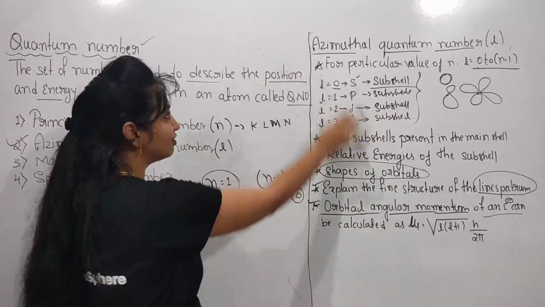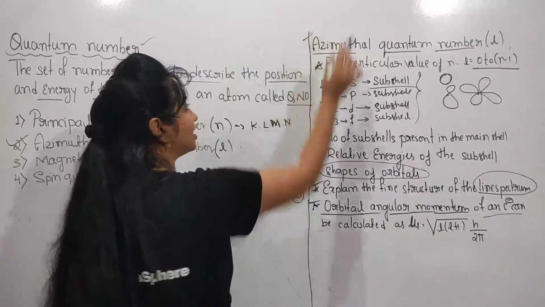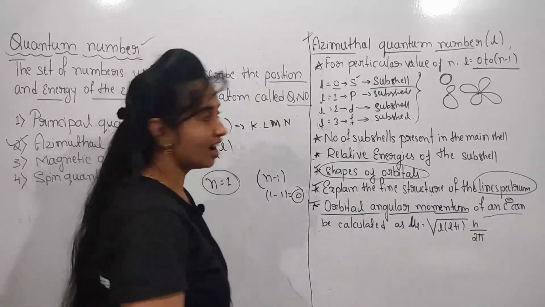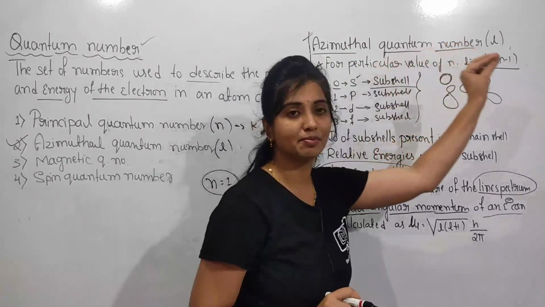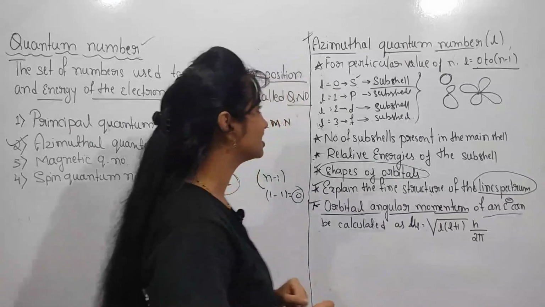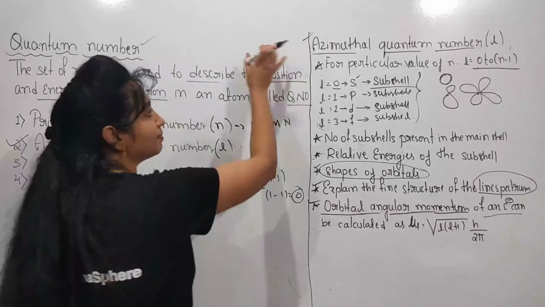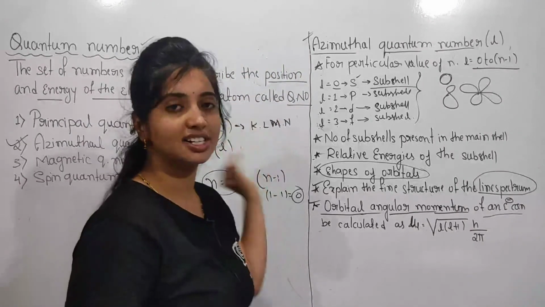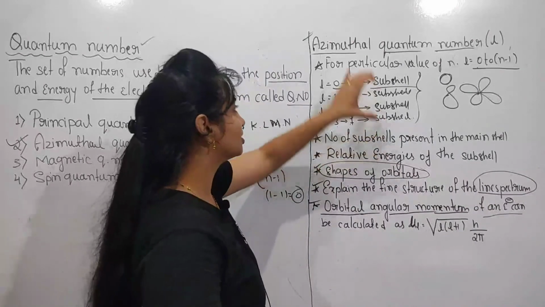So this information about the electron is given to us with the help of the azimuthal quantum number. I hope you got clarity about this. Once again I wish to repeat here: this azimuthal quantum number mainly tells about the subshells present in that main shell, meaning which those subshells are.